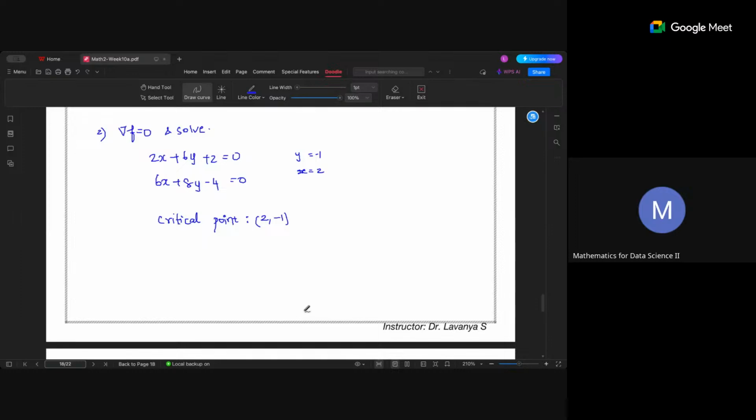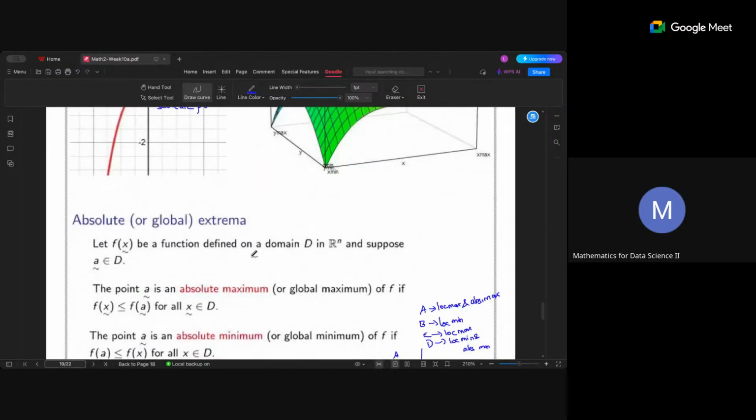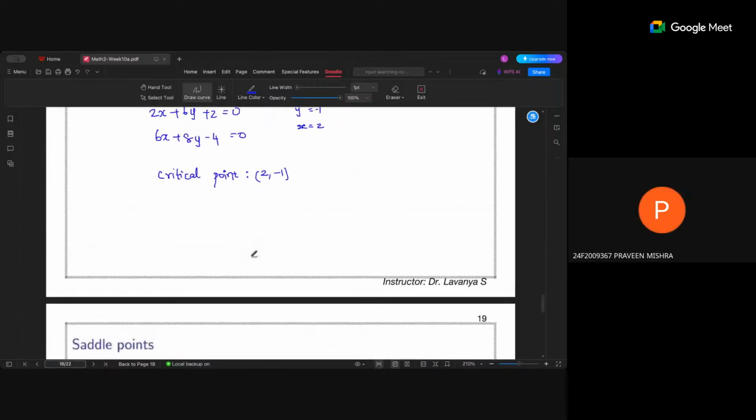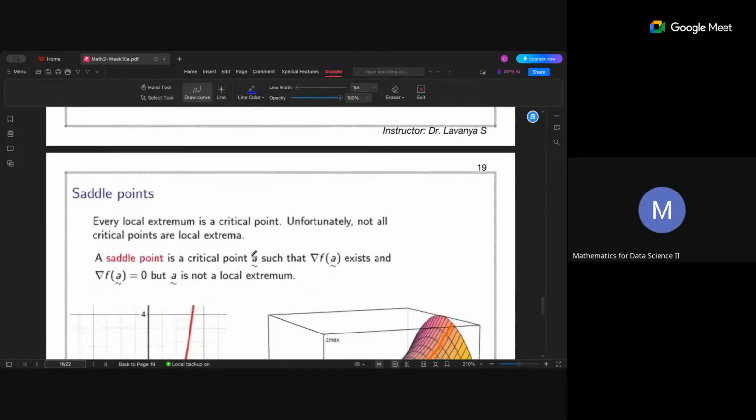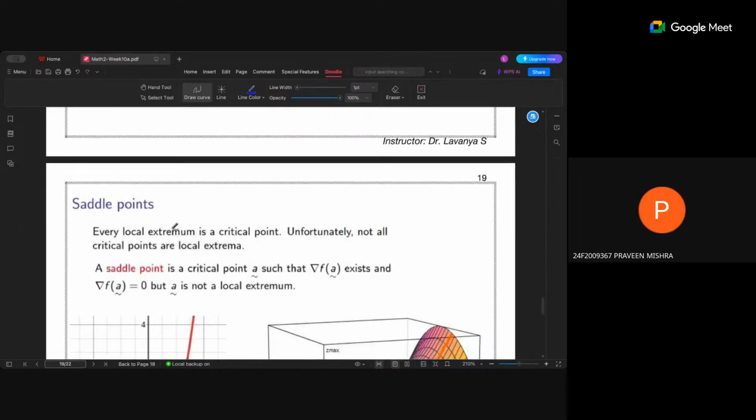So in the next session, you can look at absolute maximum, absolute extrema of a function. The extrema and the maximum both are the same, but the terms are different. Extrema includes both minima and maxima. That's all.